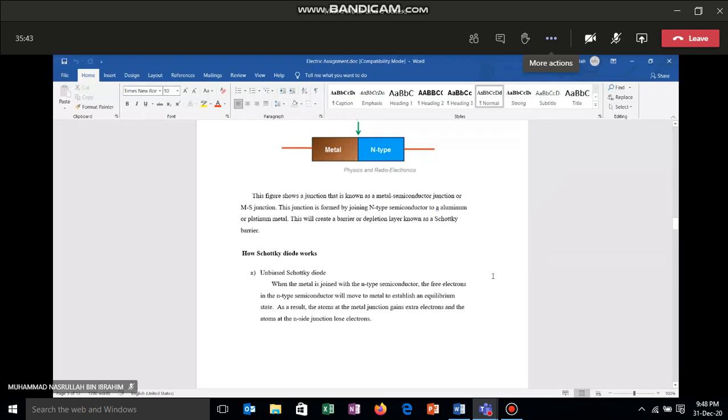My name is Muhammad Arif Shafi. I will continue with how Schottky diode works. First, unbiased Schottky diodes. When the metal is joined with the n-type semiconductor, the free electrons in the n-type semiconductor will move to metal to establish an equilibrium state. As a result, the atom at the metal junction gain extra electrons and the atom at the n-side junction lose electrons.